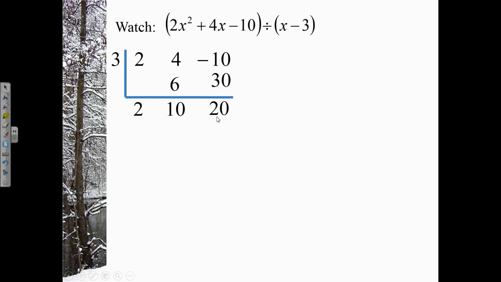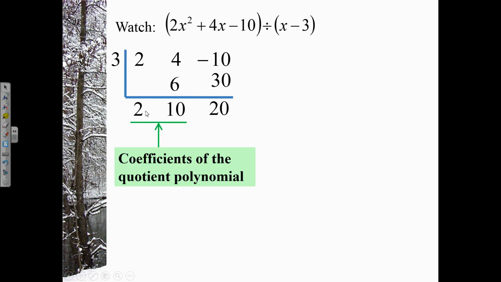So when you do synthetic division, you add. When you do long division, you subtract. So it's kind of the opposite. Now, these values here have a meaning for your division. These tell you the coefficients of the quotient polynomial, and this one is the remainder.